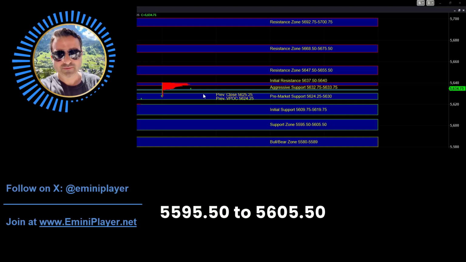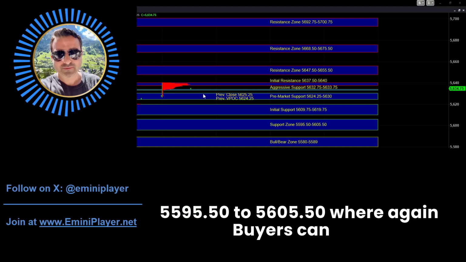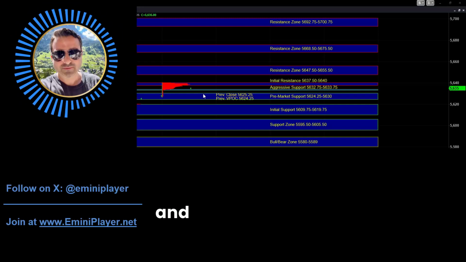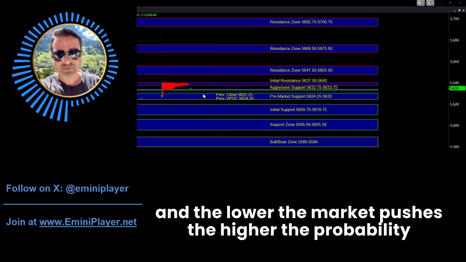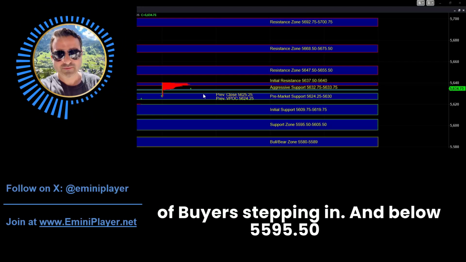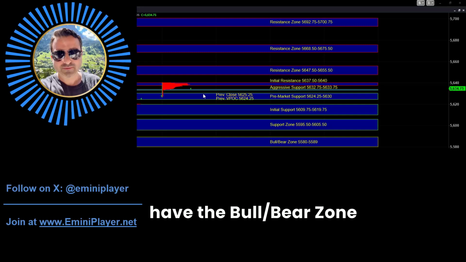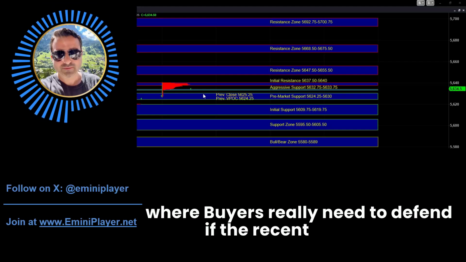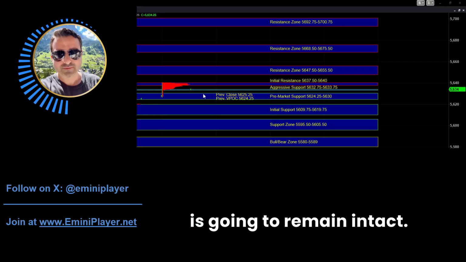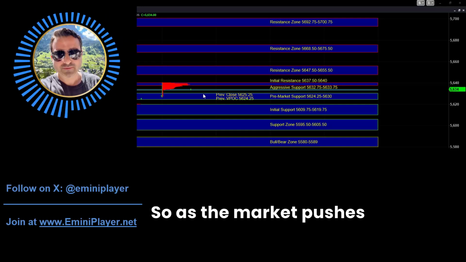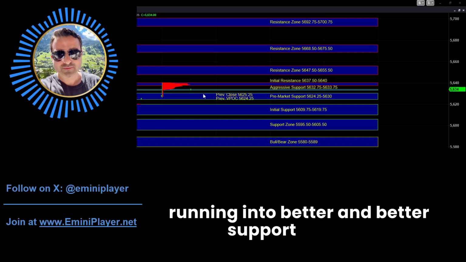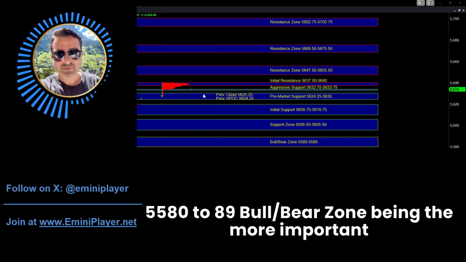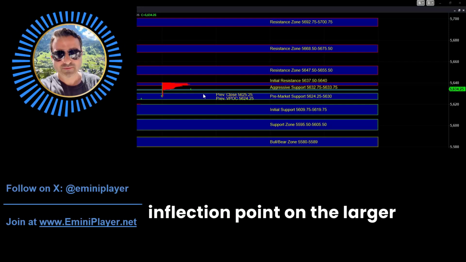55.95 to 56.05, where again buyers can still be active because we are in an overall bullish environment. And the lower the market pushes, the higher the probability of buyers stepping in. And below 55.95, we have the bull bear zone at 55.80 to 89, where buyers really need to defend if the recent breakout is going to remain intact. So as the market pushes lower, it will be running into better and better support, with the 55.80 to 89 bull bear zone being the more important inflection point on the larger time frame.